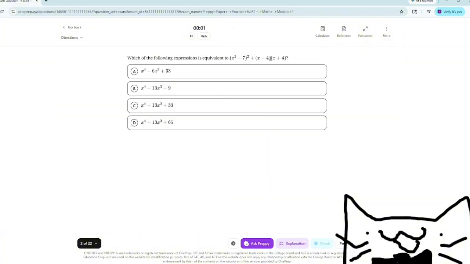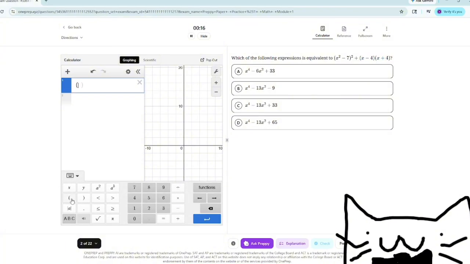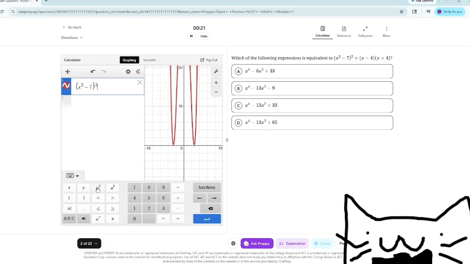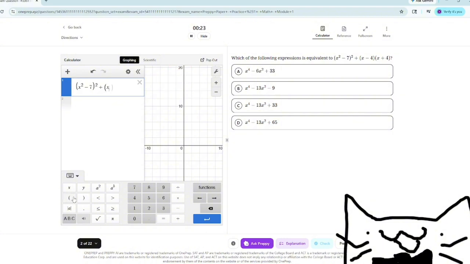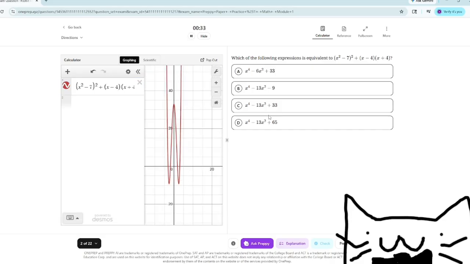Okay. Which of the following expressions is equivalent to x squared minus 7 squared plus... If you have a basic understanding of math, you could tell that this is a factored form. You don't need to know that though. Fortunately, you have Desmos. You could use just x squared minus 7 squared plus x minus 4. Oh shoot, x minus 4 and then x plus 4. Boom. So this is what our equation looks like. But it wants us to find what is equivalent to that.